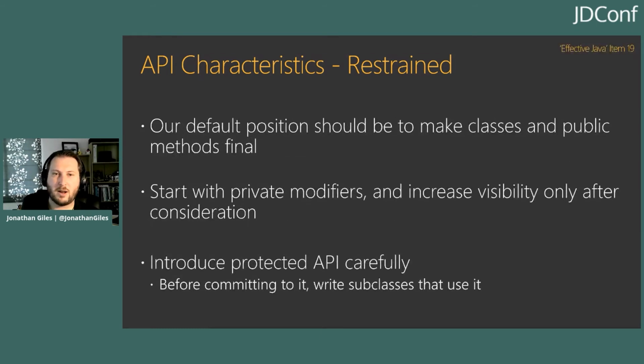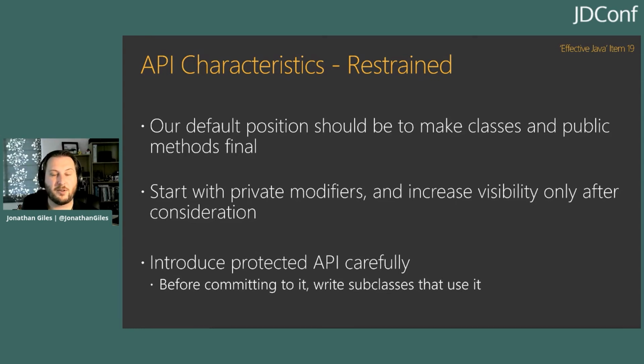Going further about restraint, we have a few keywords in Java that are really useful. The first one is final. I tell everyone that I work with, we should make all of our types final until such time that we are convinced that they should be made non-final. Final is the keyword that prevents subclassing of a type. It enables us to retain control until we are ready to say that subclasses are allowed.